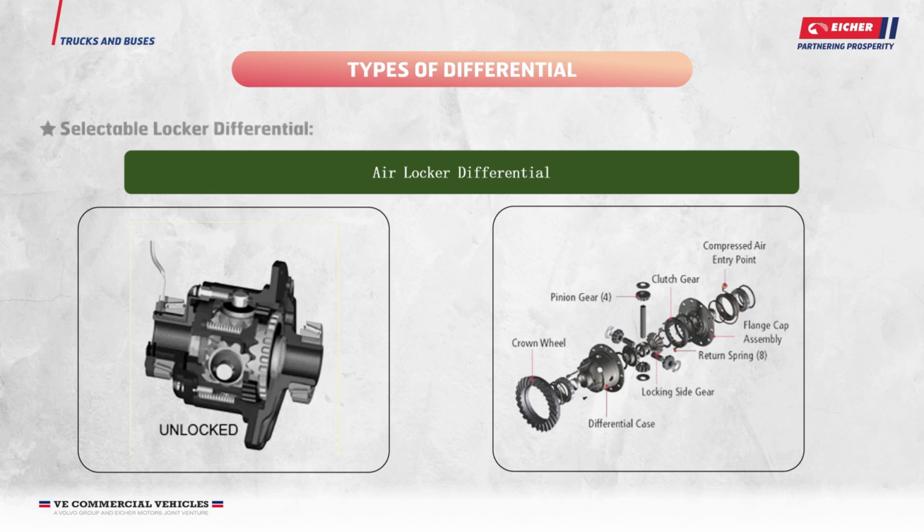Air locker. Air lockers use a pneumatically controlled locking mechanism to switch between an open carrier and a fully locked differential. Once installed, all it takes is the simple flip of a switch to go from an open differential that works well on the street to a spool that provides 100% traction to both wheels off-road.